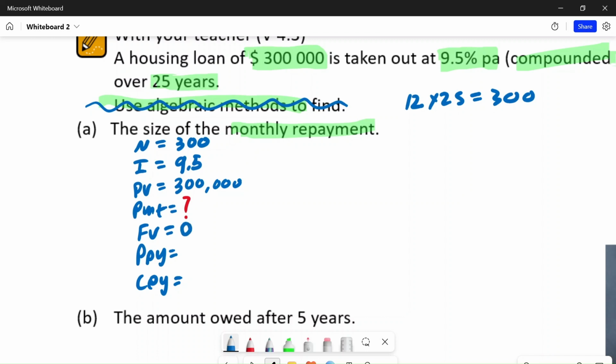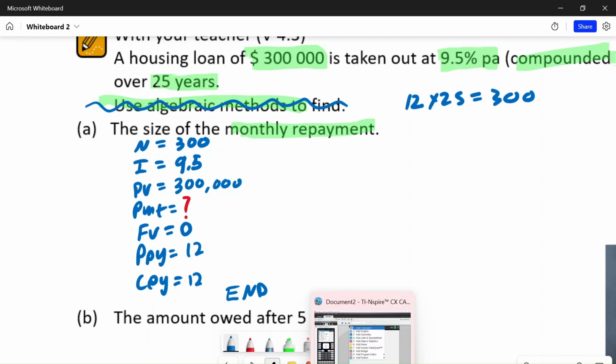Now, payments per year and compounds per year, it's monthly, so those are both 12. It's very important that we write the word END down here and make sure that the drop-down menu at the bottom of the finance solver has END selected, because the payments come at the end of each period in annuities in arrears.